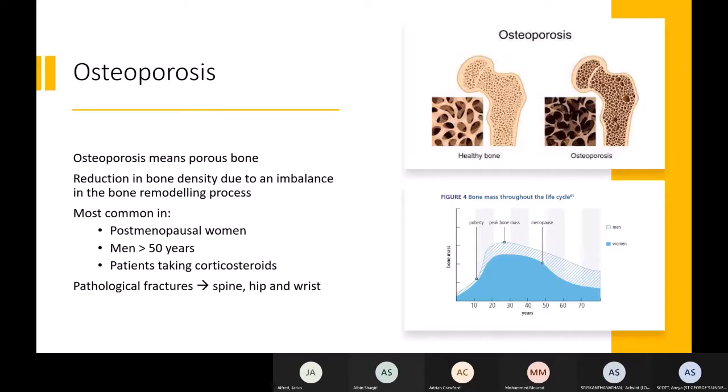And then as you get a bit older, particularly for women post-menopause and men post about 50, your bone mass just starts to decline. And the other patient group to think about is patients taking corticosteroids. They're really at risk of having osteoporosis. And the main problem with osteoporosis is that it leads to these pathological fractures, in particular of the spine, hip, and the wrist. And they're the main reason osteoporosis would be picked up is because of these fractures.